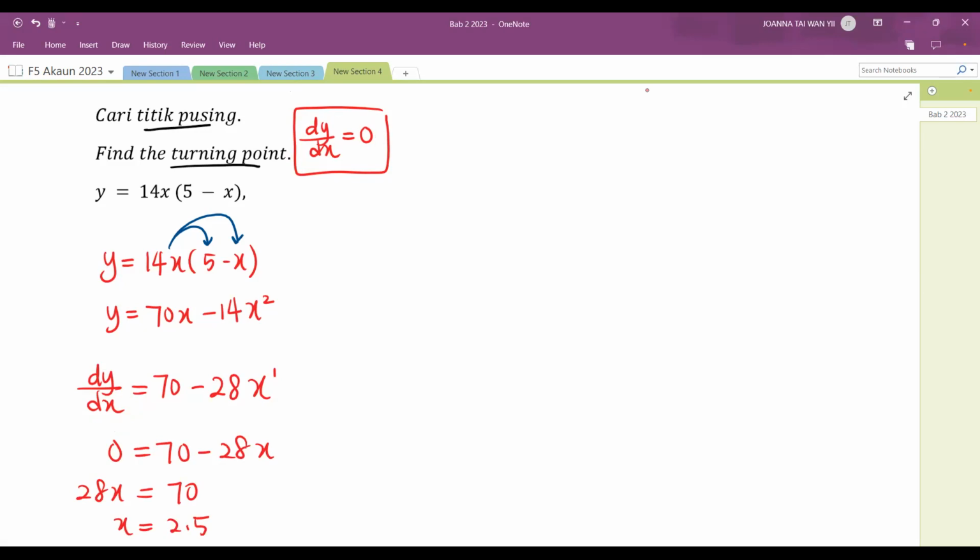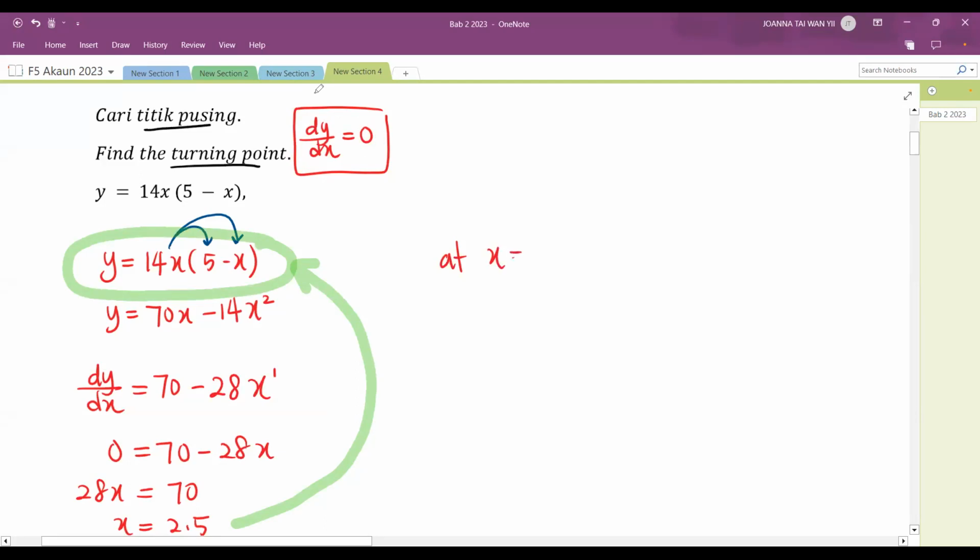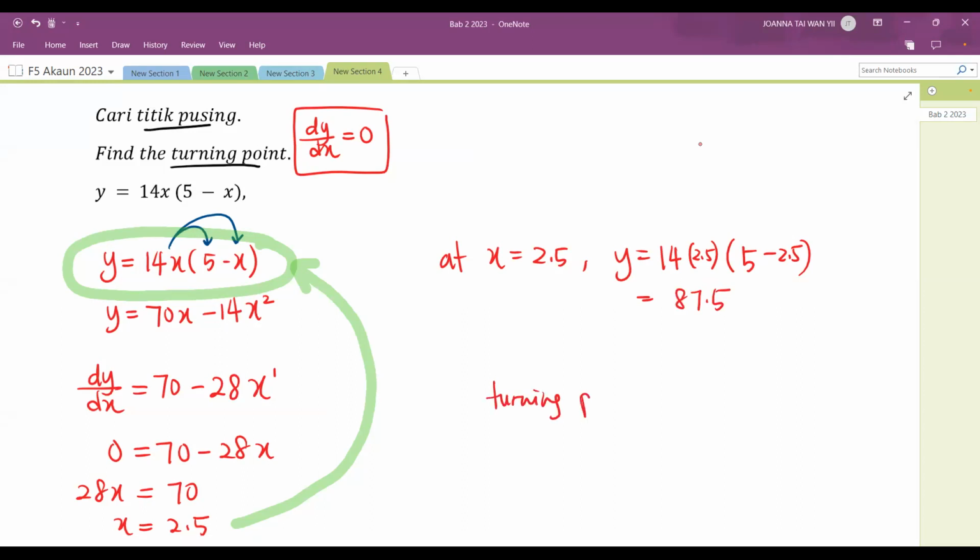How to find y? Turning point, coordinate mesti ada y, kan? Masuk balik y ya. Use the original y here. So, when x is 2.5, y equals 14x times (5 minus x). Can you press calculator? 2.5 times (5 minus 2.5) is 87.5. So maksudnya titik pusing ini adalah apa? The turning point: x is 2.5, y is 87.5. And then, is it max or min?